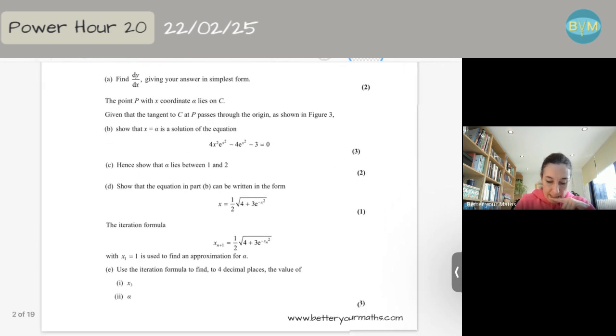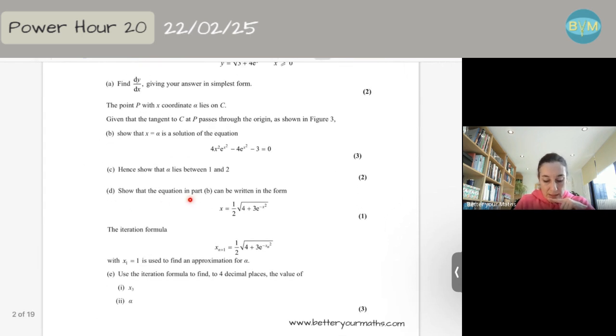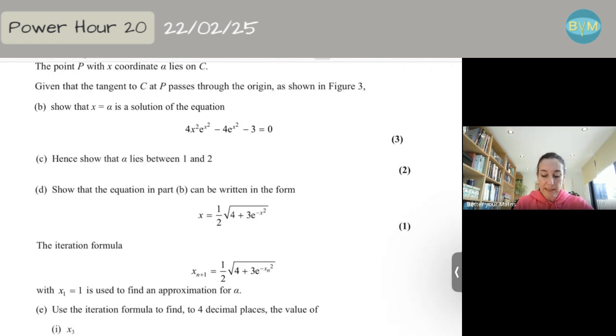So the equation in part B can be written in this form. We are going to iterate it now. It's simpler than it looks. We have to try to write this formula this way. It's not making x the subject necessarily, because you have x squared as well here. So what you're trying is just to reorganize.